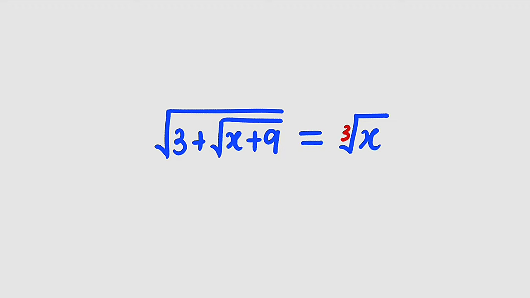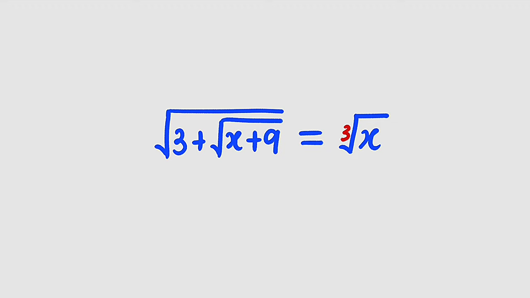Hello dear viewers. In this tutorial we are going to find a solution to this amazing radical equation. We would like to find the real value or values of x that can satisfy the equation: the square root of 3 plus the square root of x plus 9 equals the cube root of x.